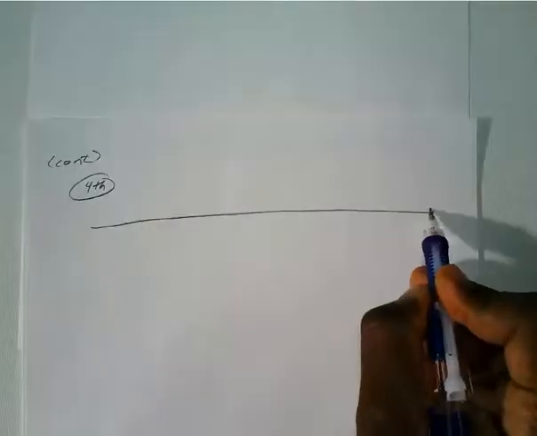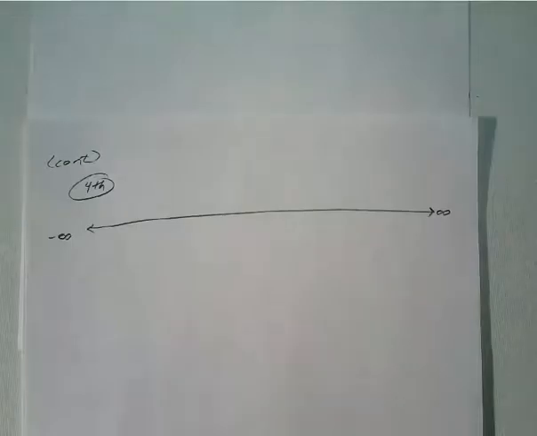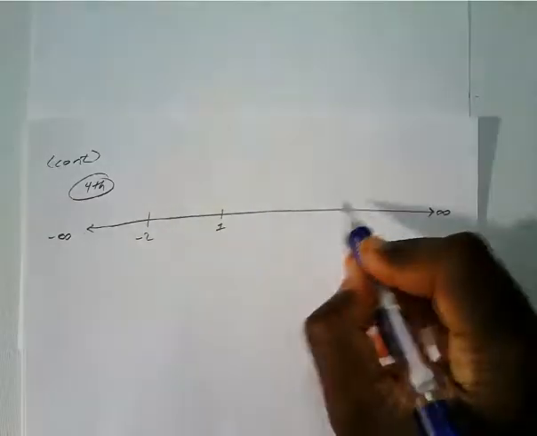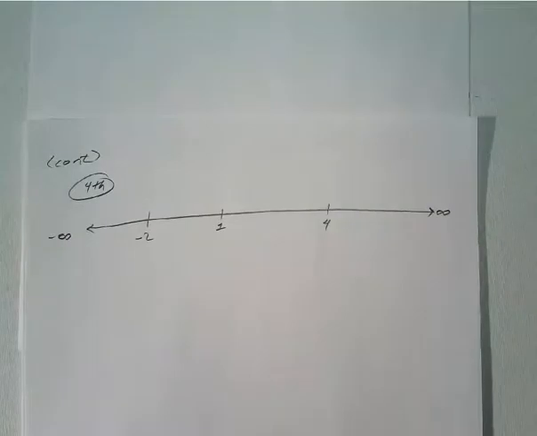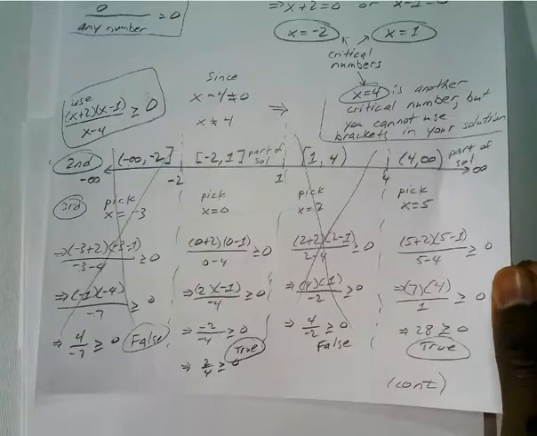Alright, so now all we have to do is go on to our fourth step. So if we went ahead and rewrite our graph, our critical points are negative 2, 1, and 4. We know from the previous page that from negative 2 to 1 and 4 to infinity are parts of our solution.